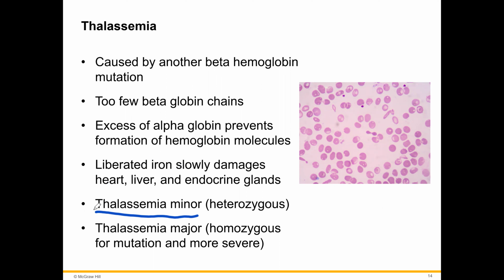Thalassemia minor develops when a person is heterozygous. That means you have two chromosomes, right? You always have a pair of chromosomes. If one chromosome has a mutation in this beta hemoglobin gene and the other chromosome doesn't, then a person has one functioning gene and one gene that is not functioning. So it's heterozygous, and it will develop minor symptoms. Or thalassemia major, when we are homozygous for the mutation, is a more severe condition.